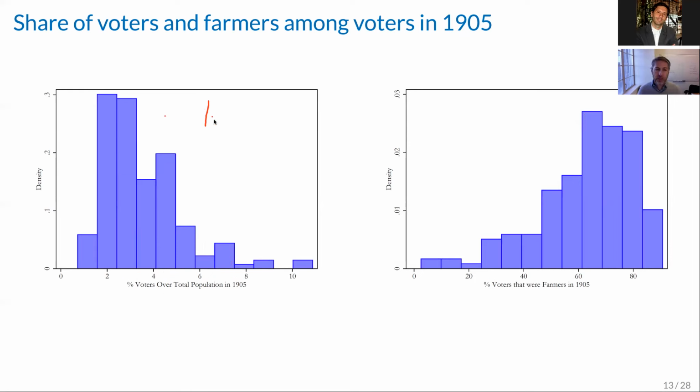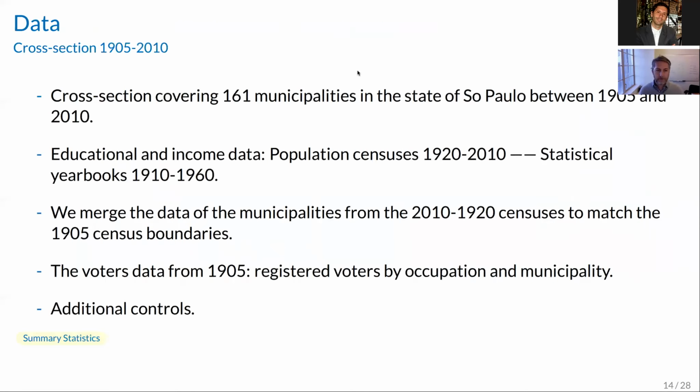Even in this old census, it's very hard to cross this type of information, right? So that's an assumption that we're making. We're assuming that if they declare that they are farmers, it's because most of the time they'll be the owners of the land. Okay, thanks.